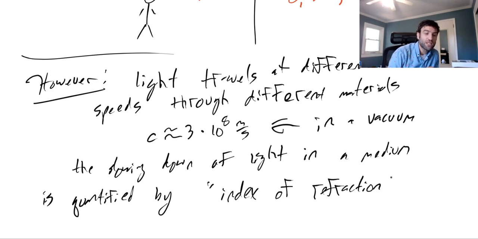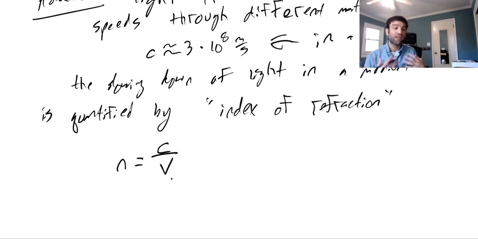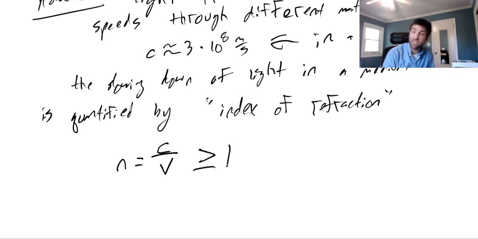So this index of refraction, which we typically use the letter n for, is defined by the ratio of the speed of light in a vacuum relative to the speed of light through that material. So it's a number which quantifies different materials. Since light is always slower when it's traveling through a material than when it's traveling through a vacuum, we see that this index of refraction has to be bigger than or equal to 1. It's 1 for light in a vacuum, and it's bigger than 1 for light going through anything else. It's a property that characterizes a material.